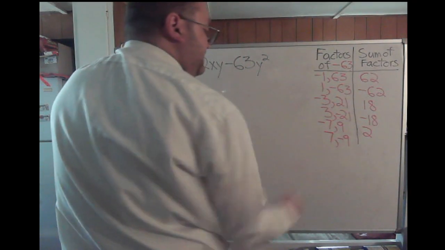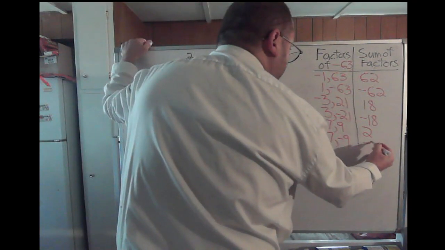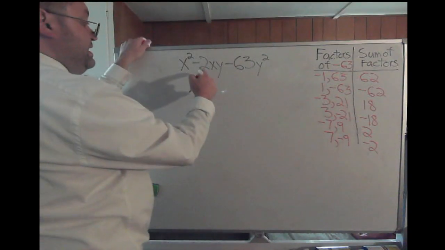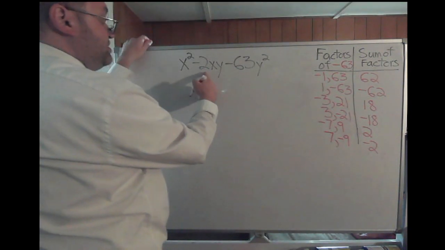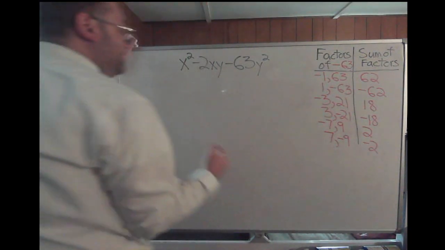Add 7 and negative 9 together, you'll get negative 2. And that's exactly what we need because your middle coefficient is supposed to be negative 2. So we've arrived at it.